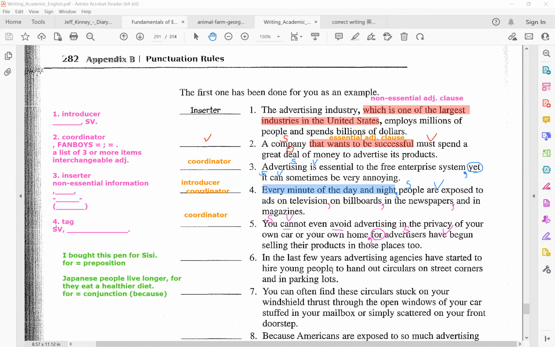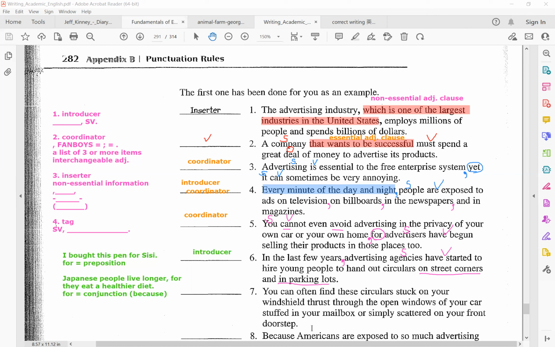Okay. Number 6. In the last few years, hey, I have a phrase. So introducer comma. Advertising agencies have started to hire young people to hand out circulars on street corners and in parking lots. Do I need comma before and? No, because this is only joining 2 items, not 3. So all I need to add is an introducer comma in this case.